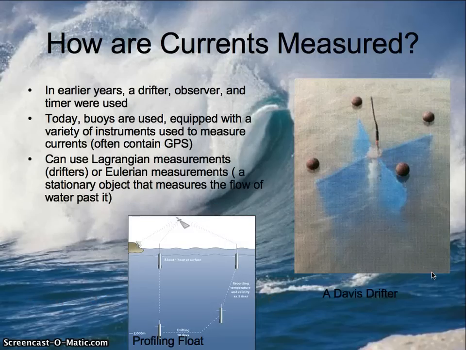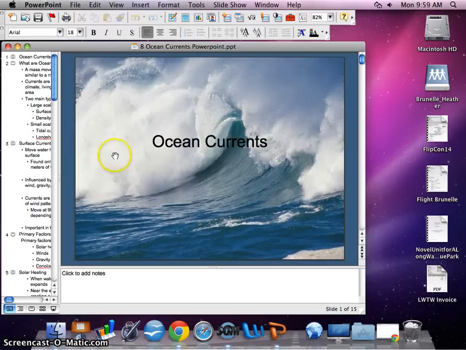So how are currents measured? In the early years, we used a drifter or an observer, and a timer was used to figure out how currents were measured. Today, buoys are used to measure the current. We don't need to really know the different types, but just know that as the water passes, it measures the currents.